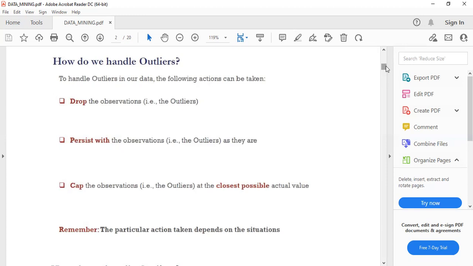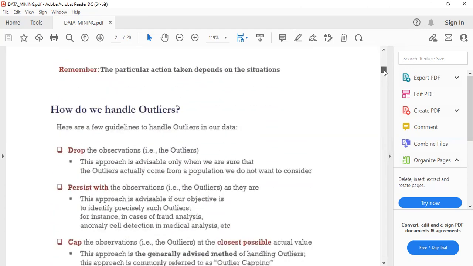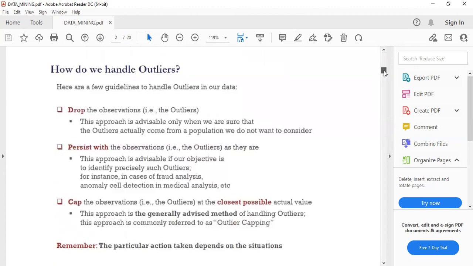Persist with the observations as they are. That is also not good, because in that case you will get a skewed distribution. Cap the observations, that is the outliers, at the closest possible actual value. That is something which you can do. The particular action taken depends on the situation, obviously. How do we handle outliers? There are a few guidelines to handle outliers in our data.